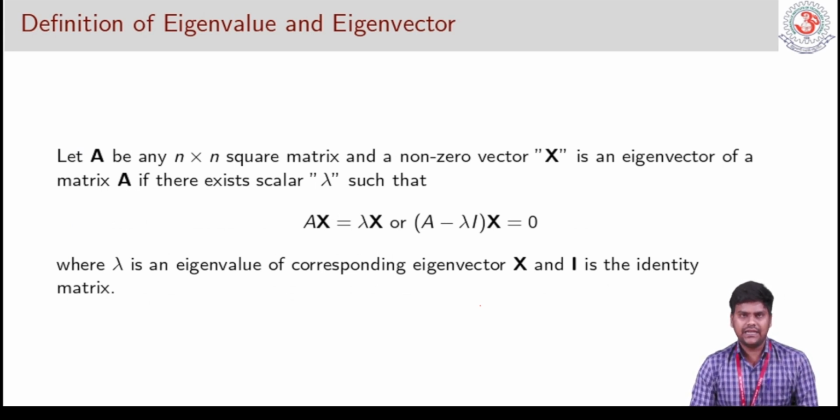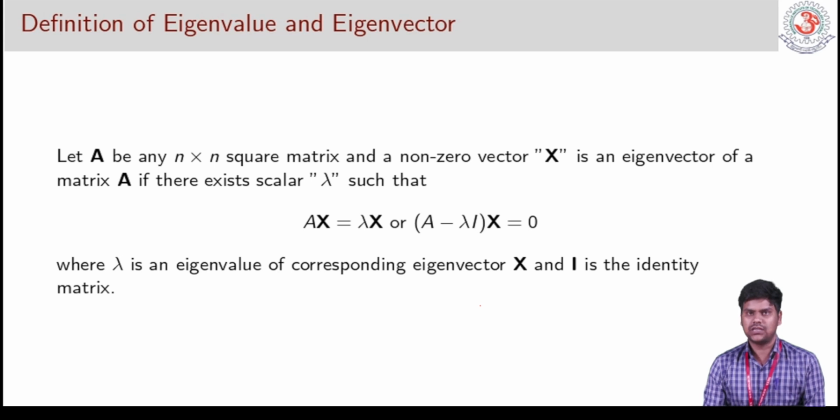Let A be any n cross n square matrix. A non-zero vector x is an eigenvector of matrix A if there exists a scalar lambda such that Ax equals lambda x, or (A minus lambda I) x equals 0, where lambda is the eigenvalue corresponding to the eigenvector x, and I is the identity matrix of the same size as A. Why we are taking n cross n matrices here, we will discuss later.